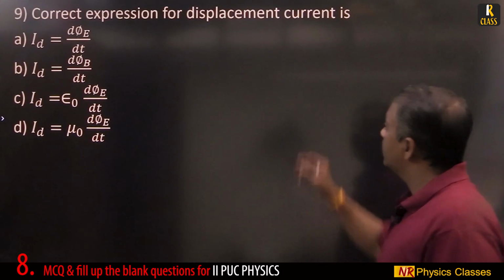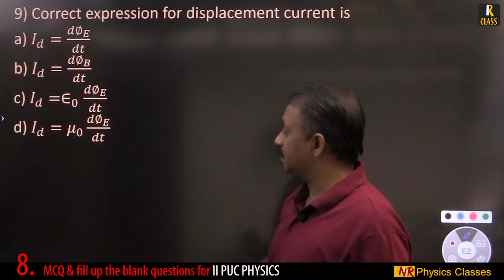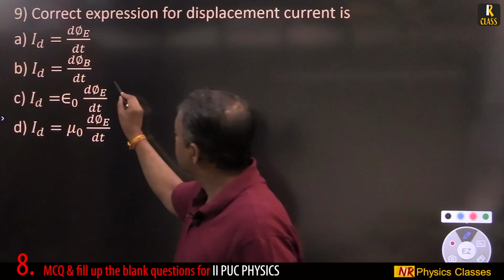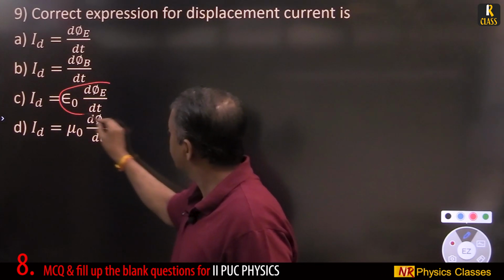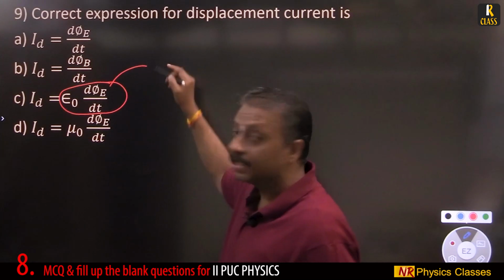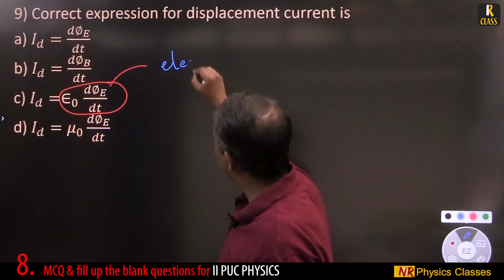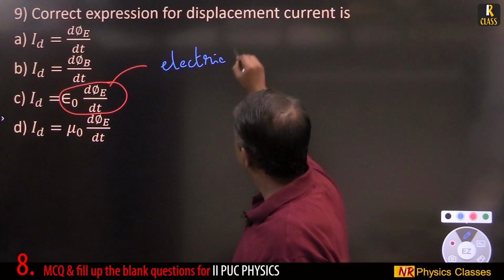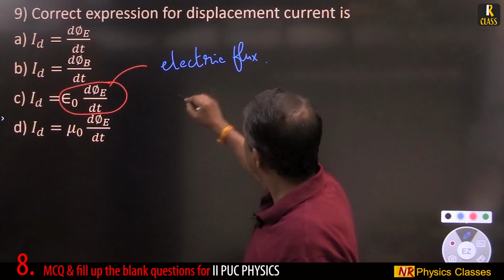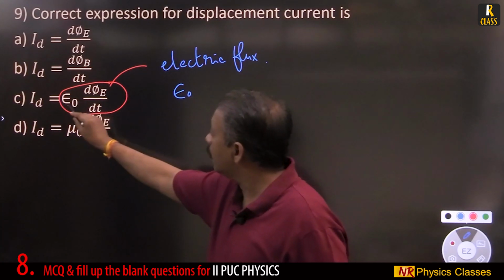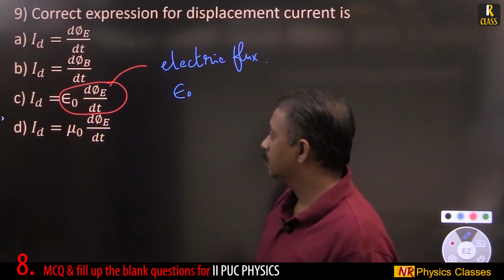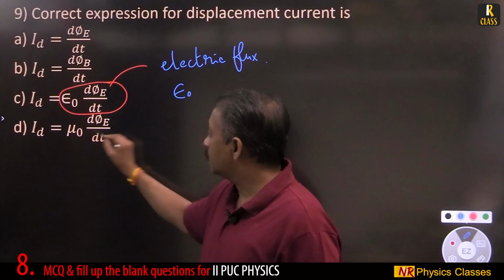The correct expression for displacement current is this, and this phi is electric flux. It is not magnetic flux. Since it is electric flux, epsilon naught should go along with electric flux. So this is mu naught, no.